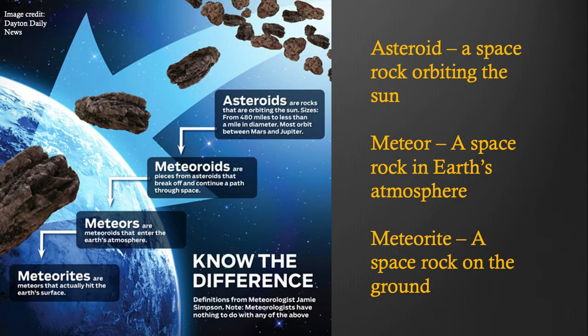So an asteroid is a space rock orbiting the Sun. A meteor is a space rock in Earth's atmosphere, and a meteorite is a space rock on the ground on Earth. So the same rock can go through all of these phases. When it's floating in outer space, like in the asteroid belt, that space rock is an asteroid. If it moves out of the asteroid belt, it actually becomes a meteoroid. And then as it travels into Earth's atmosphere, it becomes a meteor, and that's also known as a shooting star. And then if it hits the ground and it's found, then it's a meteorite.